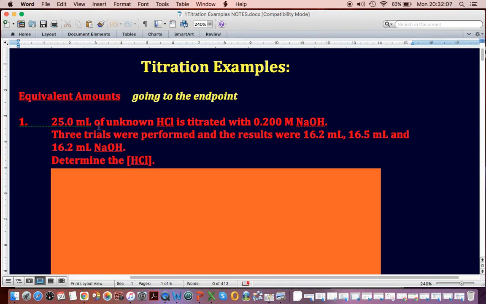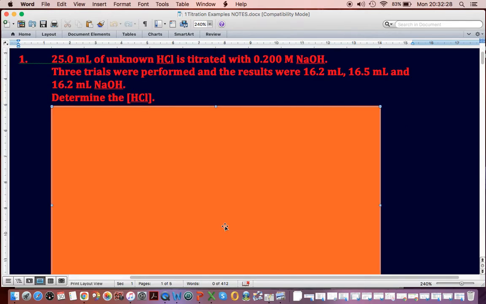So we have 25 mL of unknown HCl. That means we don't know its concentration. And that's mixed with 2.200 molar NaOH. And 3 trials are performed. And we get 16.2, 16.5, and 16.2 mL of NaOH. And we determine the HCl.